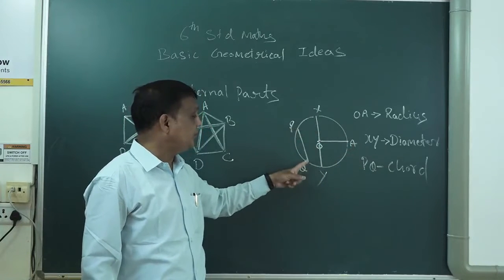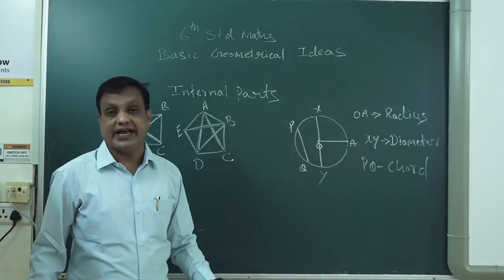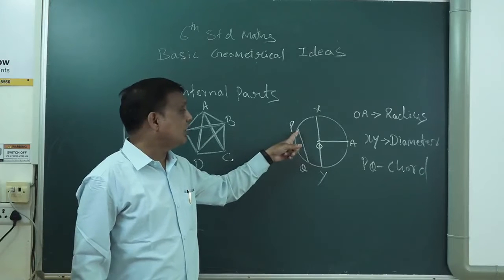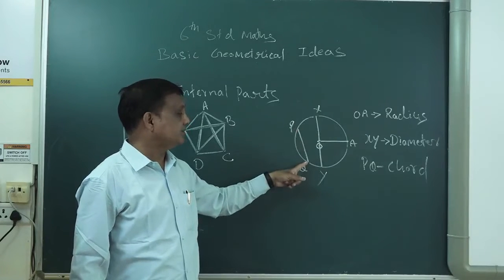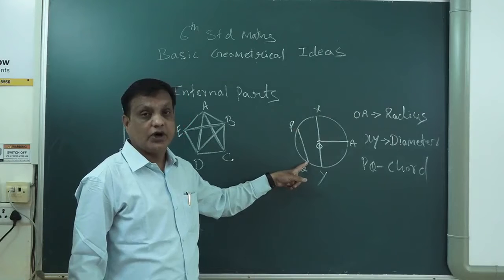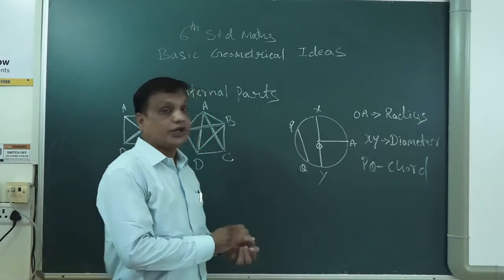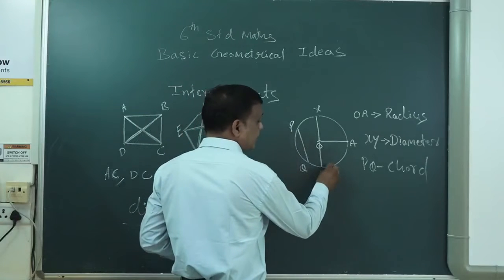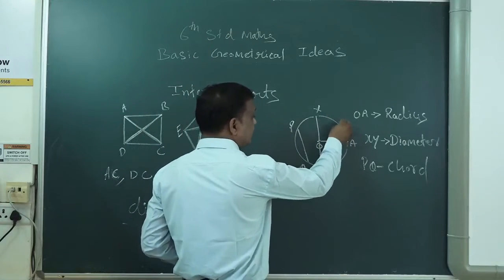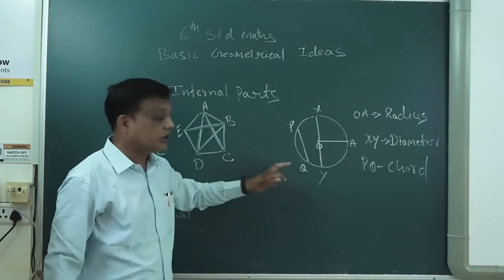And this is what? PQ is a chord, it is not a diameter. Chord means what? 2 points on a circle that is not from the center. Or it may be a center, but the center is a diameter. So this is called a chord. You can draw a chord anywhere from here to here also, here to here also. Chord. It is what? Chord.